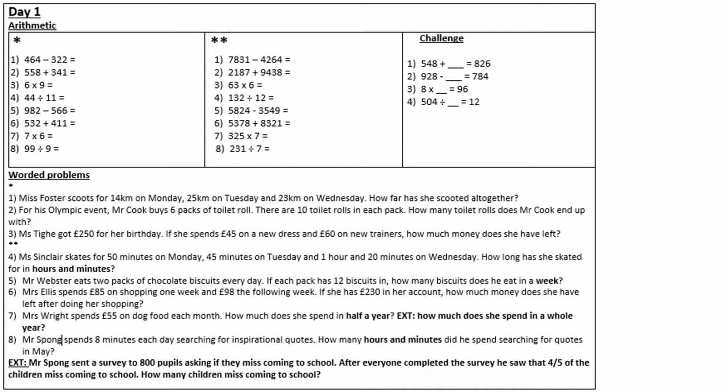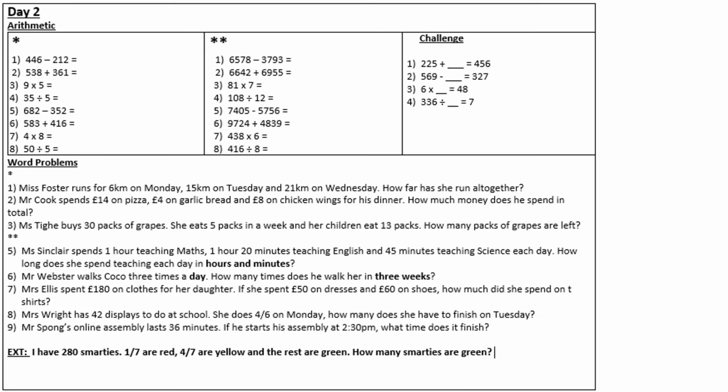Then for your worded problems you have the same. You've got your 1-star questions that I would like everyone to start on, and then you have your 2-star questions, and at the bottom you have your extension question to challenge yourself even further. And here we have your day 2 questions, so they're the exact format as day 1. You have your 1-star and 2-star arithmetic, and then obviously your challenge questions, and then we have your 1-star and 2-star worded problems with your extension task at the end.